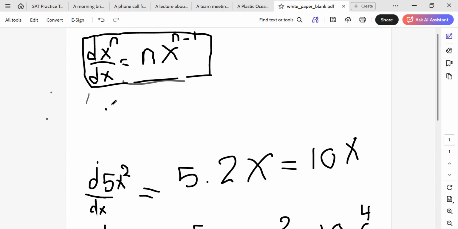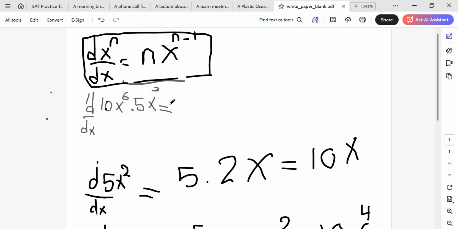Okay, make the size smaller. Let's have another example. If I have, let's say, 10x raised to the power 6 times, let's say, 5x raised to the power 3. So they're asking here to find the derivative of this function. As you can see, this function is multiplication because it's times here.